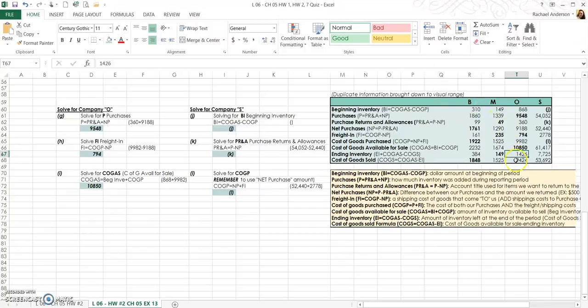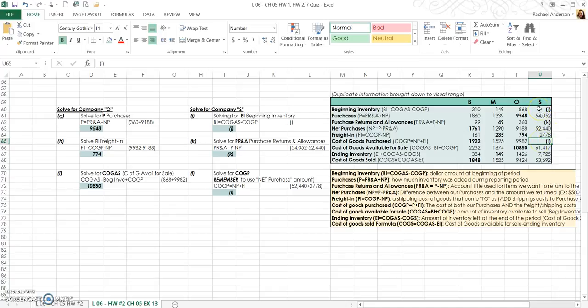Now I'm going to scoot this out just a little bit so that I can continue to read those calculations. All right. Finally, we're going to work and solve for Company S. We're identifying the beginning balance of the inventory. Now, I want you to note here that the way that we do that is to take the cost of goods available for sale and we minus the cost of goods purchased. However, the cost of goods purchased is another item that we still don't have an answer for, and we're going to have to solve for that.